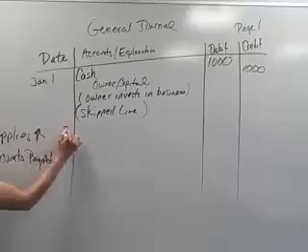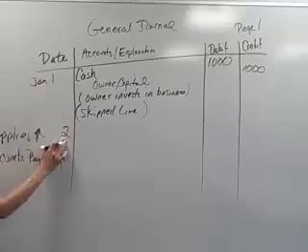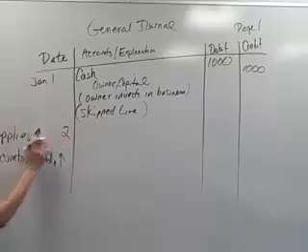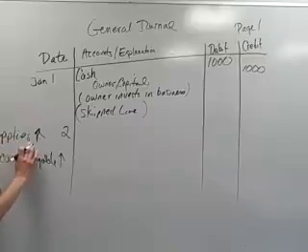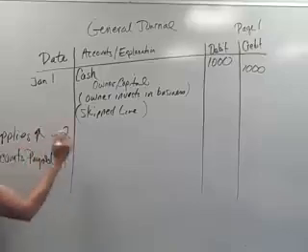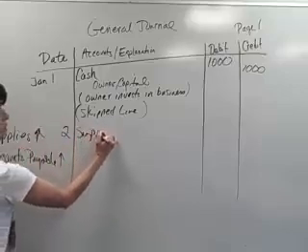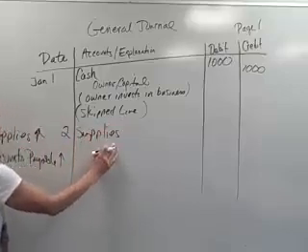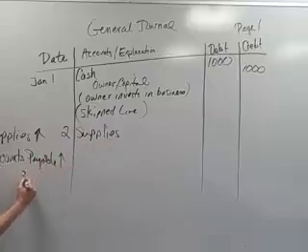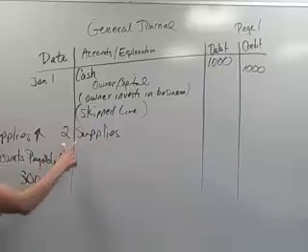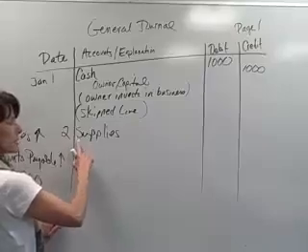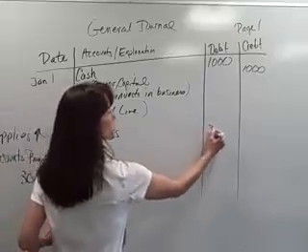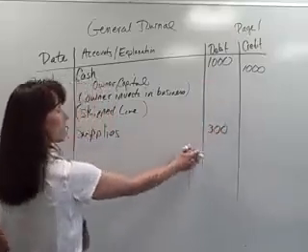Let's say this happened on January the 2nd. So I'm going to put my date, which is January the 2nd. My supplies is going up. Supplies is an asset. To increase an asset, you debit it. So we always list debits first. So we're going to write down the supplies. And let's say that we bought $300 of supplies. So supplies is being debited. I list it first. I go ahead and put the dollar amount here under the debit column.